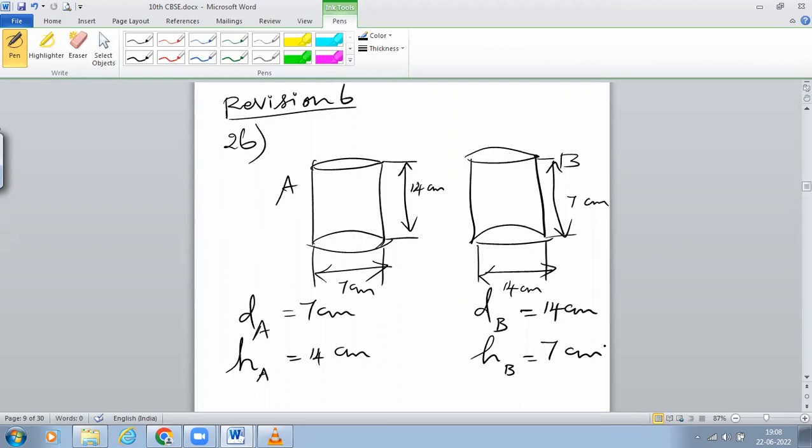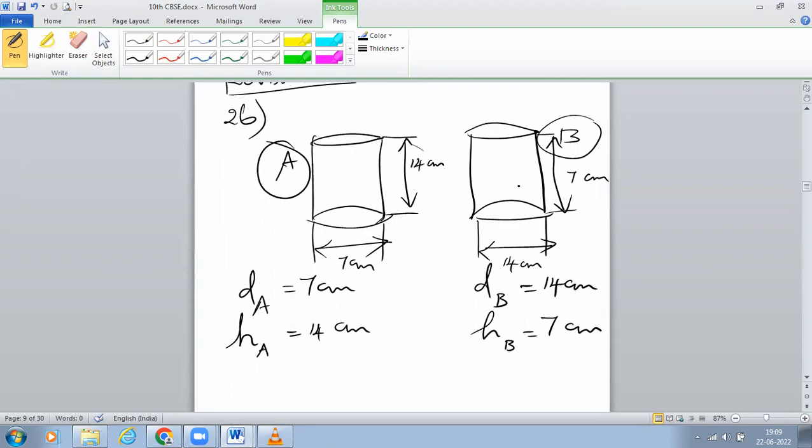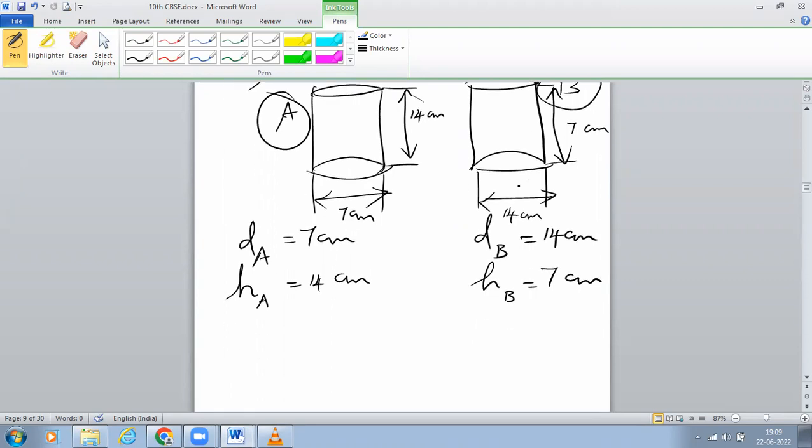Which has more volume, A or B? They are asking which cylinder will have more volume. You have to find the volume of both the cylinders, compare, and tell which cylinder, cylinder A or cylinder B, has more volume. So please write the given data. Actually, these diagrams are not mandatory, but you can draw them if you want. It will be nice if you draw the diagram.